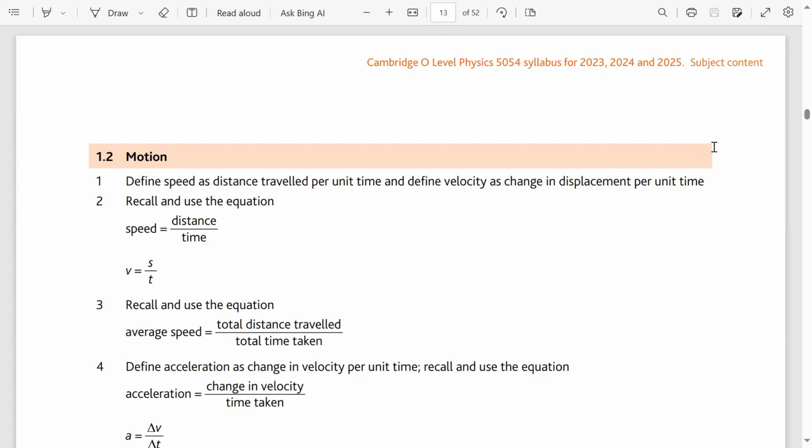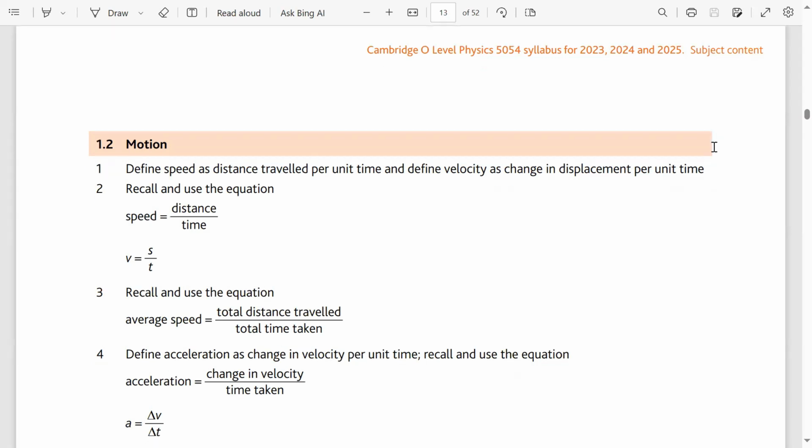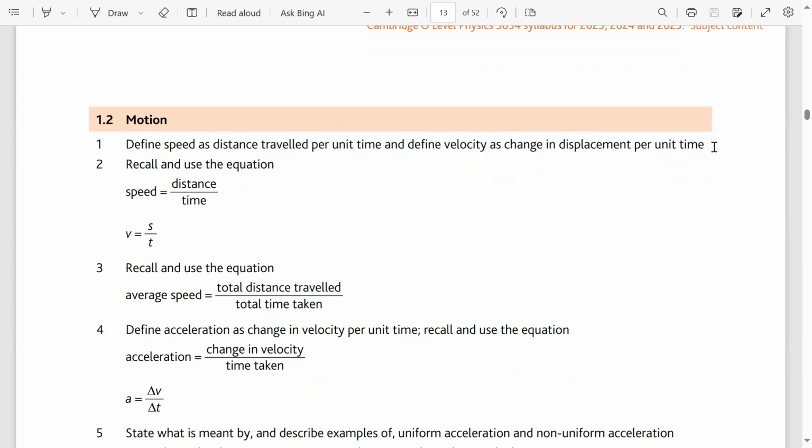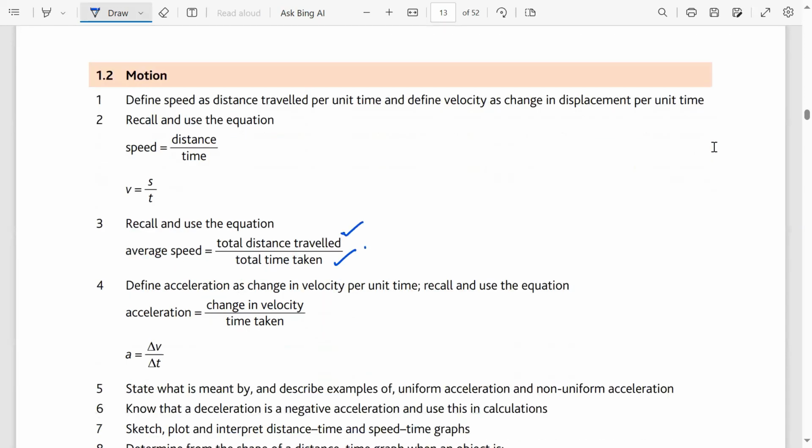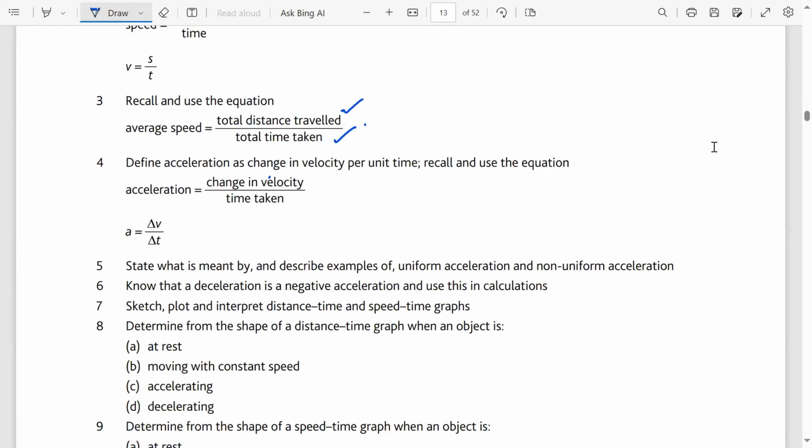But before that, I'm going to tell you what is distance. We'll talk about the average speed, and the average speed is total distance traveled over total time taken. We will also talk about acceleration, and we will see that the acceleration is change in velocity over time. We will talk about the examples of uniform acceleration and non-uniform acceleration. We will also state that the deceleration is a negative acceleration, and we will use that in calculations.